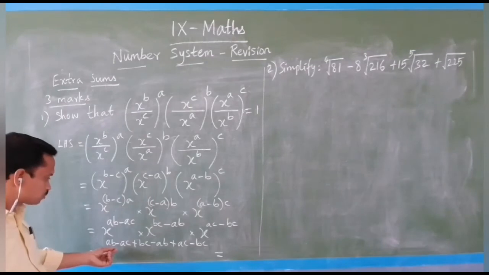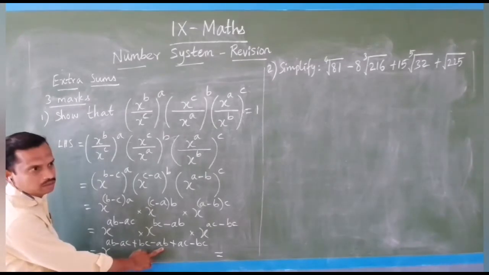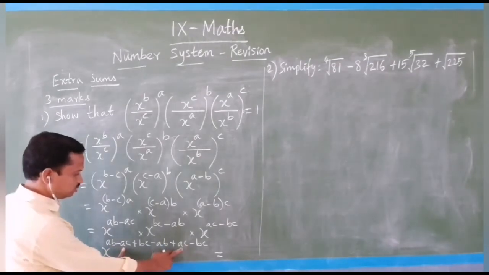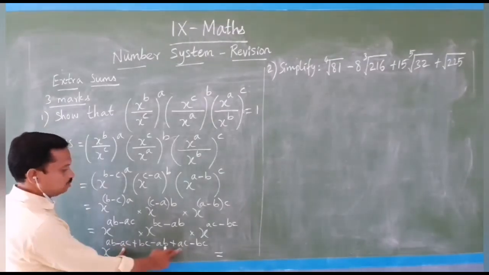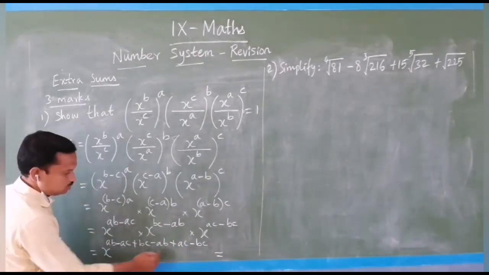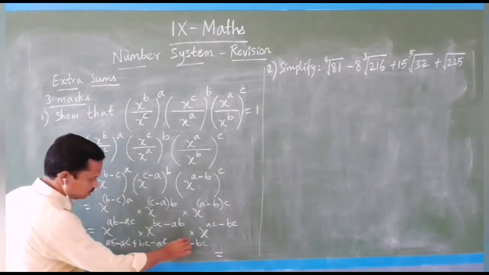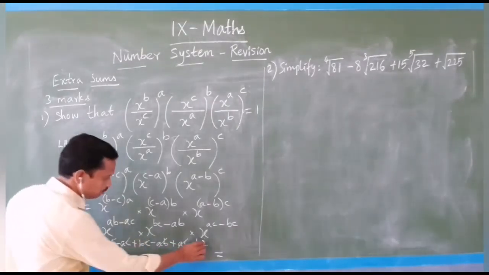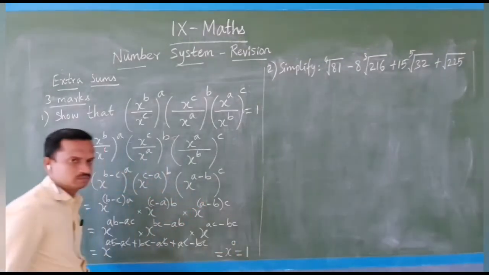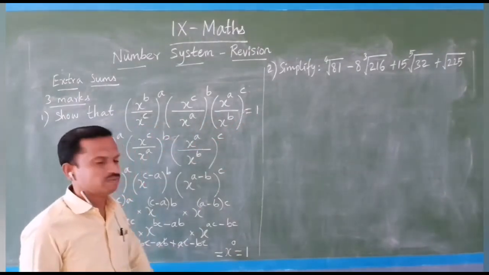So observe here carefully and pick the like terms. ab, here minus ab, so gets cancelled, and here minus ac, and you check for plus ac. Is it here, so minus ac plus ac also gets cancelled, and again plus bc, here minus bc, so bc minus bc cancels. So you get x to the power 0, that is nothing but 1. So we showed that the LHS is equal to 1, x power 0 is 1.